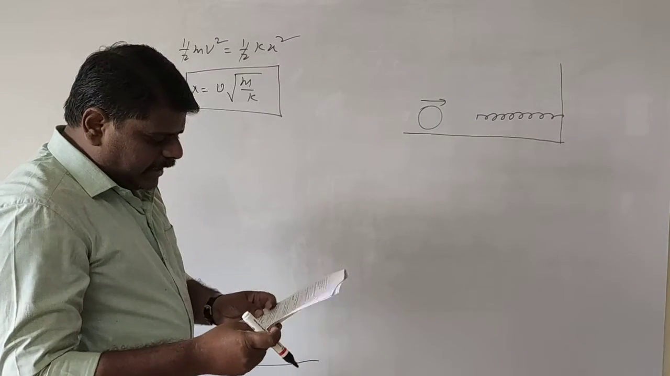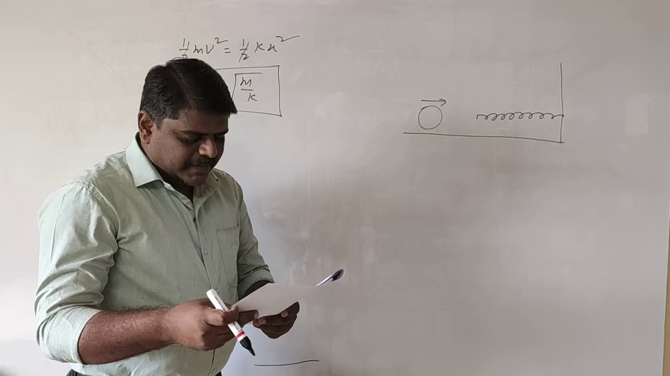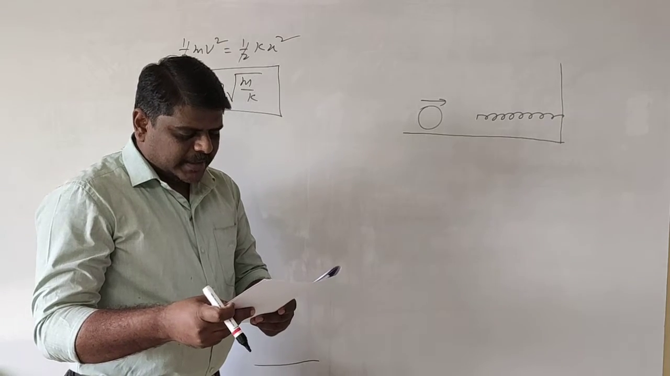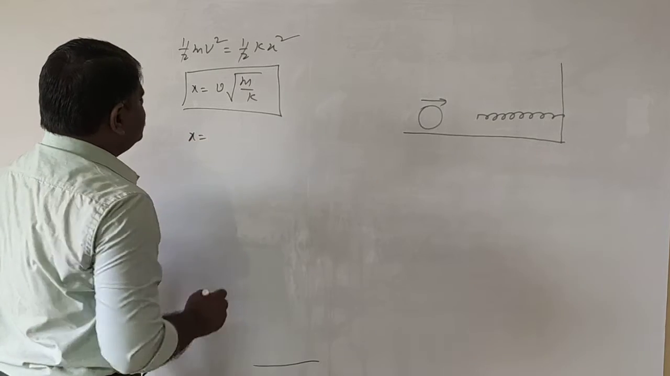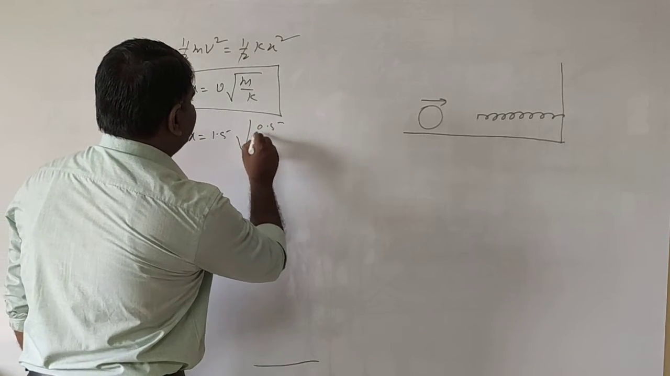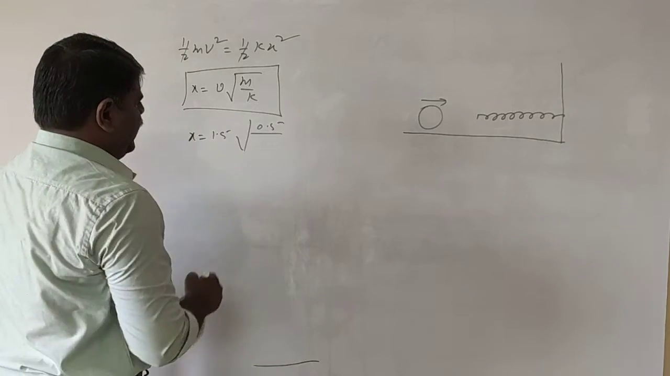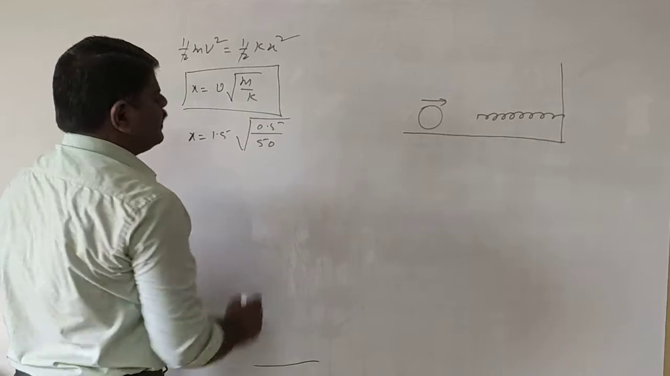I think all the values are given to you in the problem. The mass is given as 0.5 kg, the velocity is given as 1.5, and k is given as 50. Okay, let us substitute the values. So x is equal to velocity, 1.5, into under root of 0.5 divided by the k value, which is given as 50.